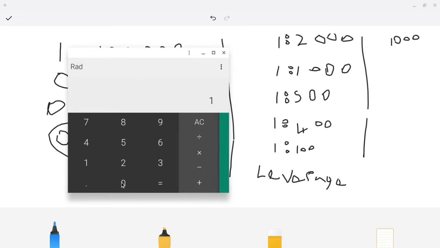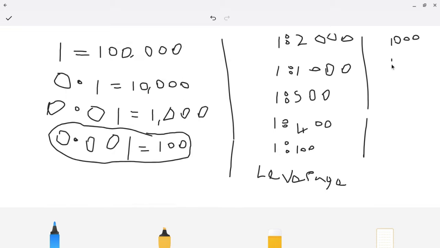1,000 times, because I'm using leverage of 1:100, it means that every $1 of mine in this 1,000, count 1, 2, 3, 4, 5, till you count it to 1,000, this $1 is equivalent to what? $100.